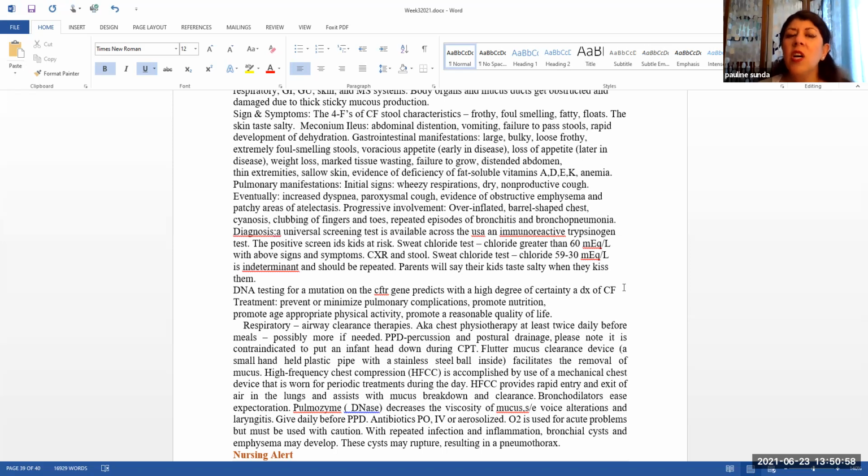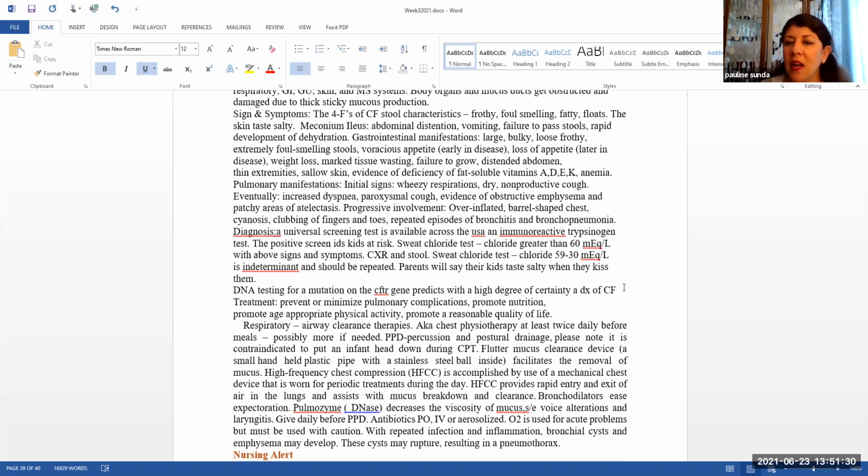Eventually they can develop dyspnea, paroxysmal cough, evidence of obstructive emphysema, and patchy areas of atelectasis. As things progress, they can have an overinflated, barrel-shaped chest, cyanosis, clubbing of the fingers and the toes, and they will develop repeated episodes of bronchitis and bronchial pneumonia.